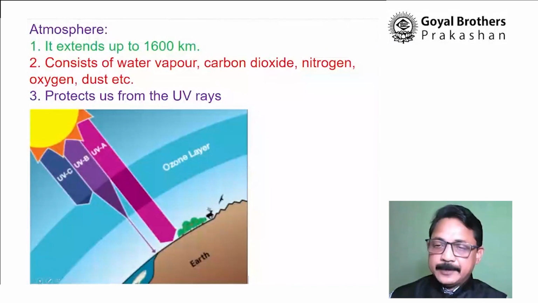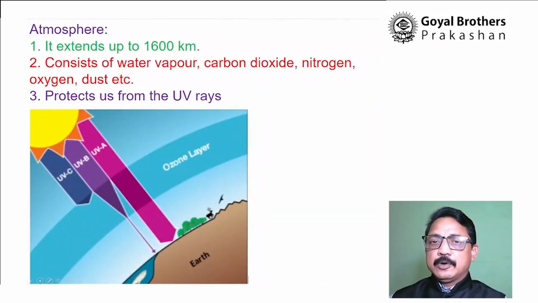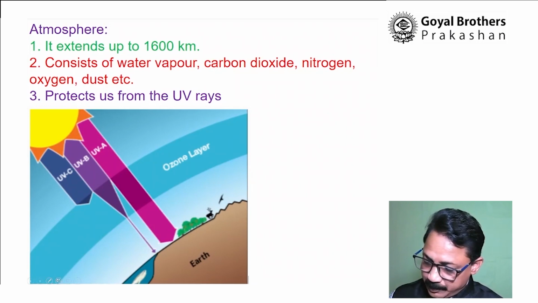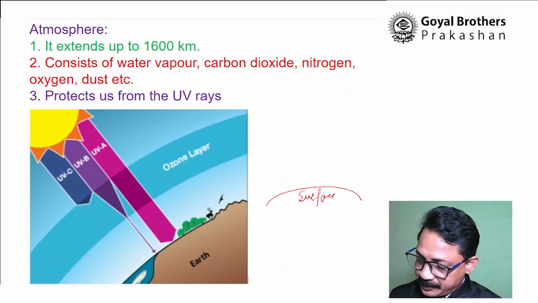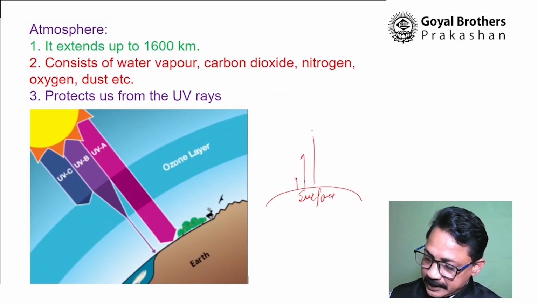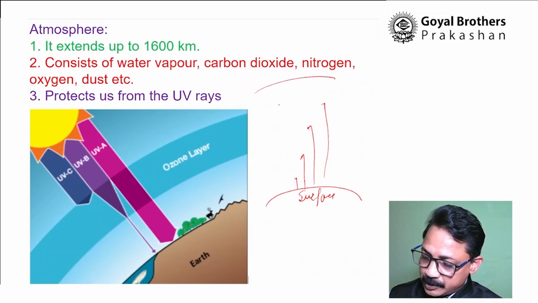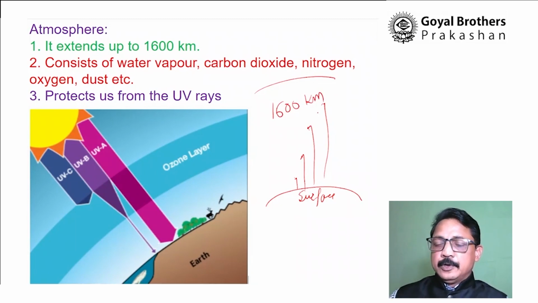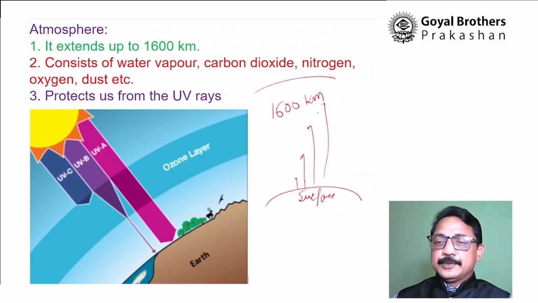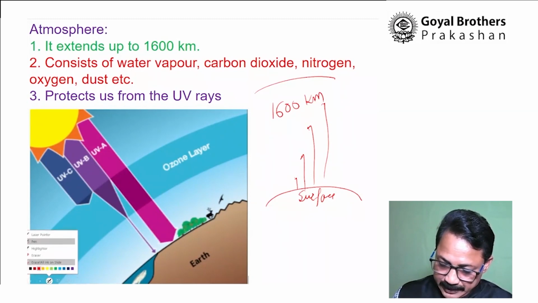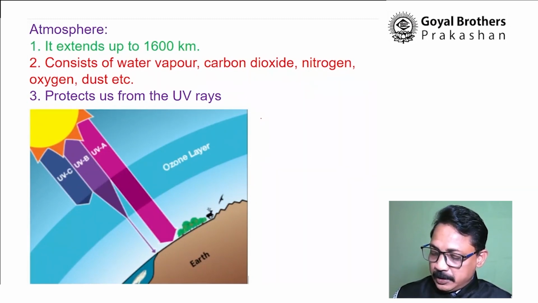Now let us look at the third sphere of our Earth, called the atmosphere. From the surface of Earth, dear student, if this is the surface of the Earth, and if we start going up, the atmosphere is found almost up to 1600 kilometers. It spreads to a very high extent. This atmosphere of Earth consists of extremely important gases, called nitrogen.